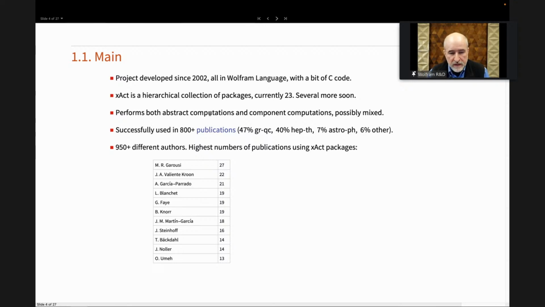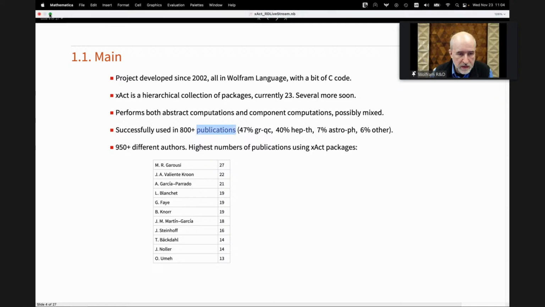xAct is a mature and stable project. It has been successfully used in more than 800 publications already, many of them PhD theses or master theses. Just to give you an idea of the application areas, 47% of the articles citing xAct are in GRQC, 40% in high energy physics theory, 7% in astro PH, and the rest are in areas like condensed matter physics, fluid mechanics, differential geometry, multiple areas. So you see the variety of application areas for this.